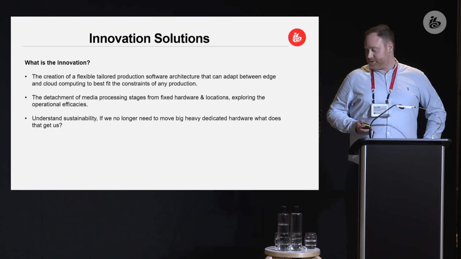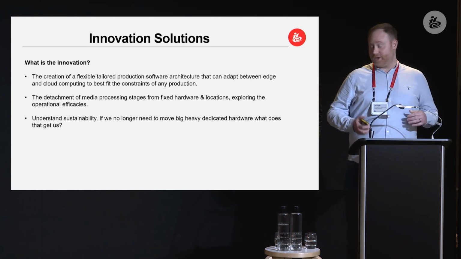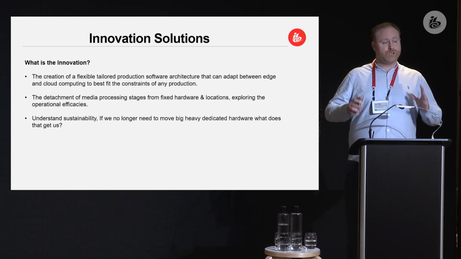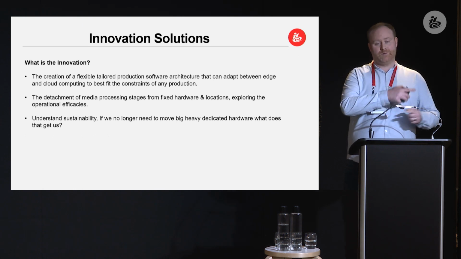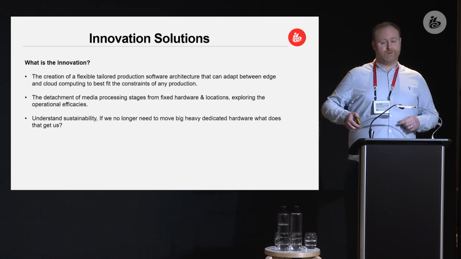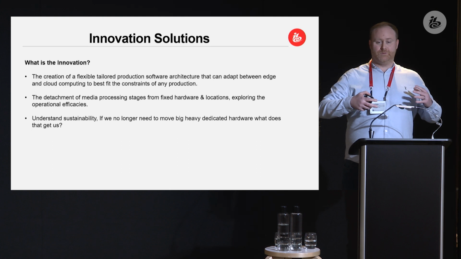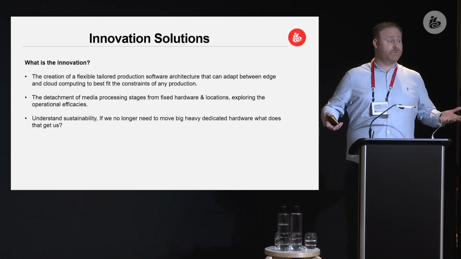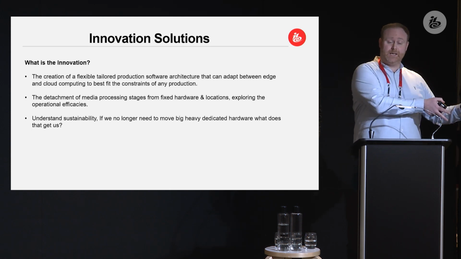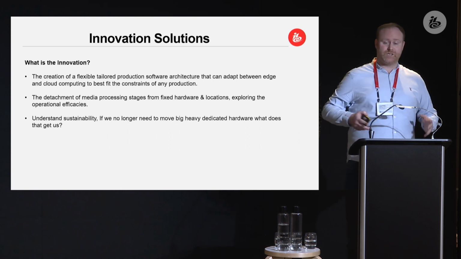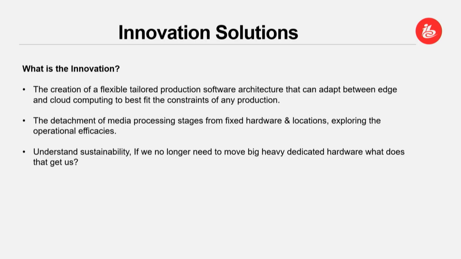So what are the innovation solutions that we're really looking to drive out of this? And it really is the creation of a flexible, tailored production software architecture that just lets us move that software around dynamically from the cloud, from on-premise to edge compute. And really imagining a scenario where we're taking our vision mixer out of our big media processing facility and we're actually putting it down at the event, but we're not physically moving that big hardware. All we're moving is software and licensing.